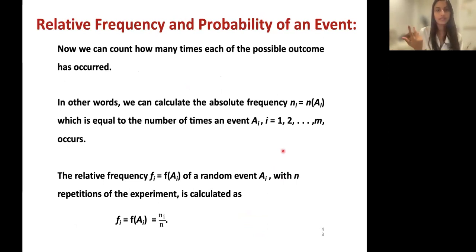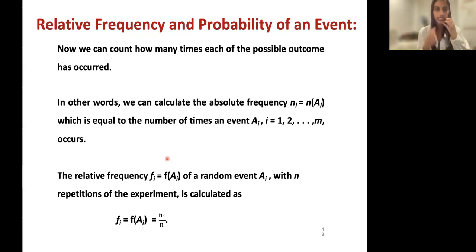So what is relative frequency and probability now? We can count how many times each possible outcome has occurred. I have conducted this dice rolling experiment 10 times, and each time I roll the dice 5 times. So I can calculate the frequency of 1 occurring, and the frequency of 2, 3, 4, 5, and 6 occurring. How do I do that? Let's say in 10 dice rolls I got 1 twice. So 2 is the absolute frequency for 1 to occur.